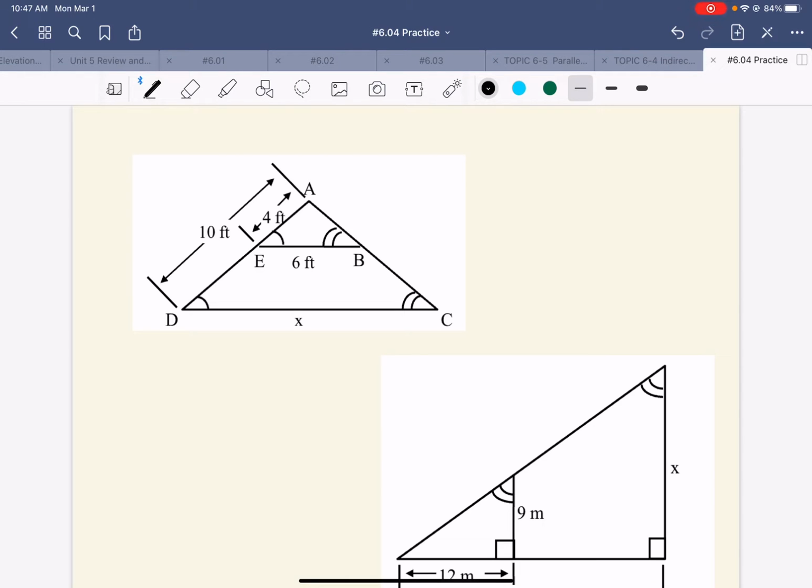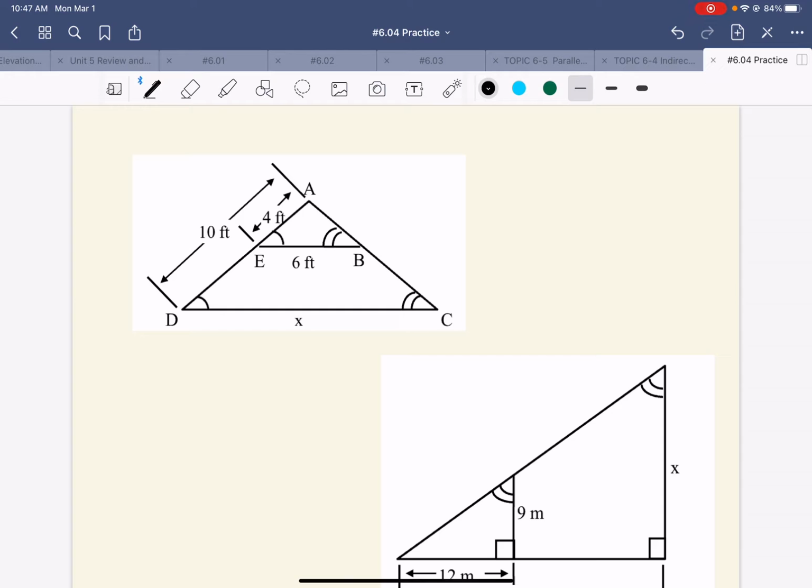All right, so I am going to spend this video going over some of the questions from the assignment so you better understand how to solve using indirect measurement, which in reality is literally just using proportions to find missing parts of triangles.